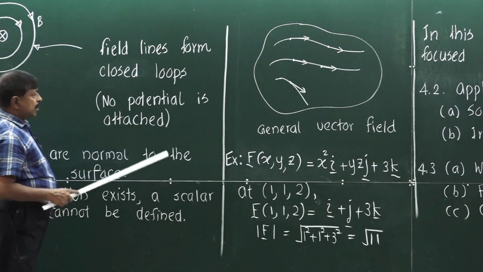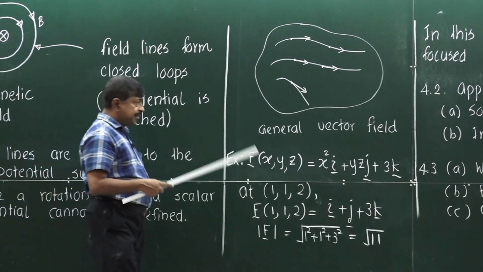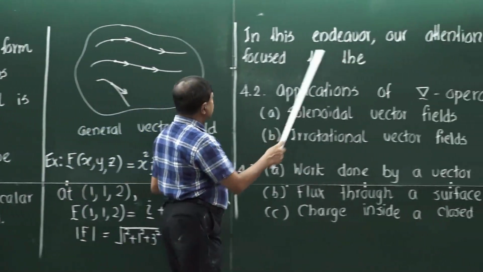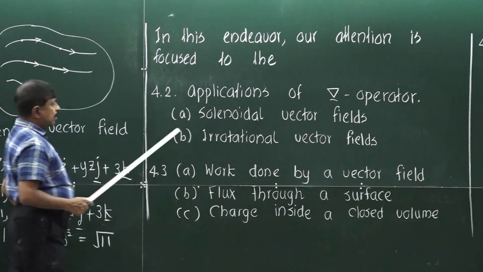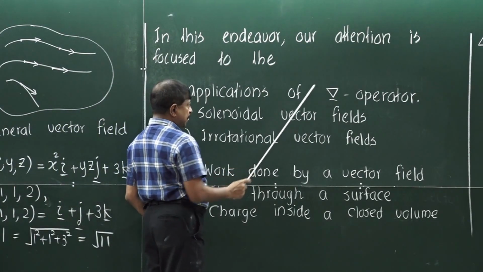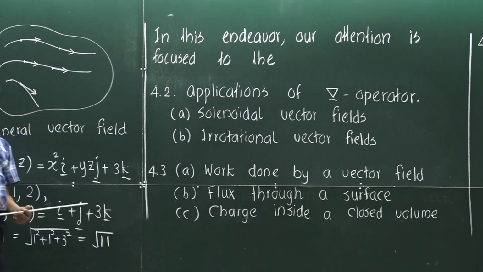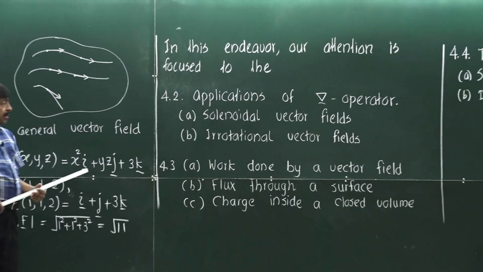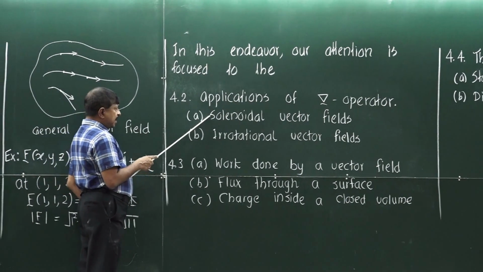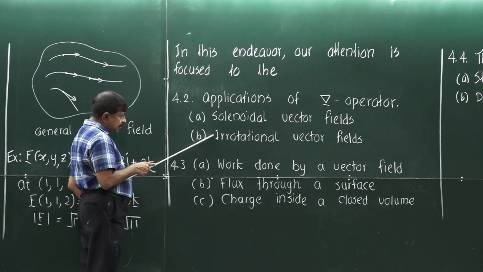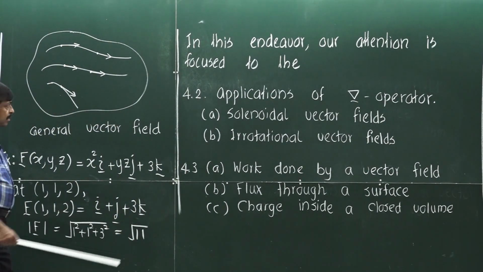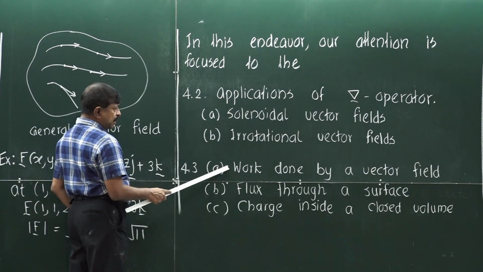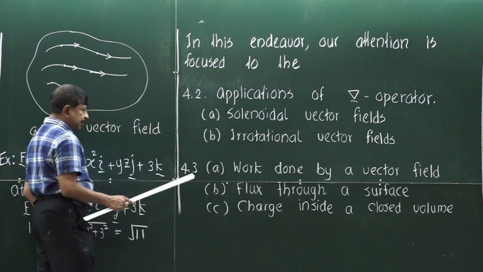Now, let us see what we are going to discuss in this section. In this endeavor, our attention is focused on the following topics. First, there is an important operator called the grad operator. Sometimes we call it the nabla operator, or the del operator. There are basically three names to that. Here we first address the solenoidal vector fields, and then irrotational vector fields. And then the work done by a vector field in 4.3.